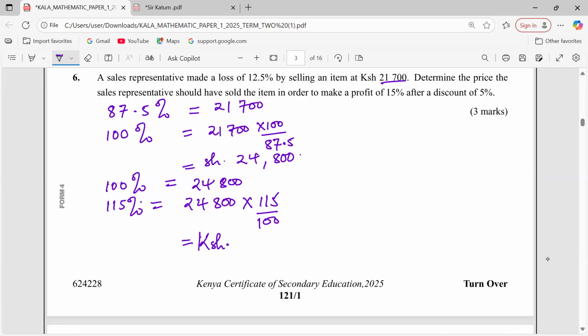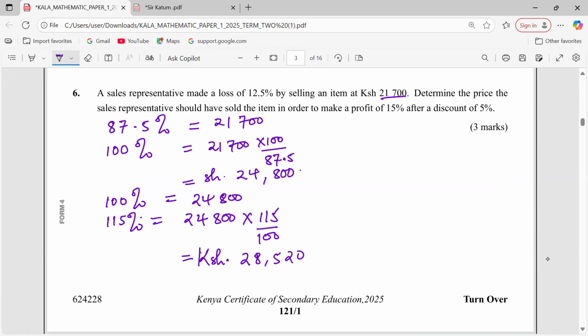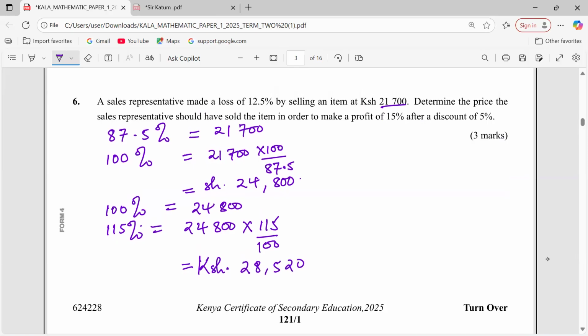This is going to be 28,520. This amount now includes the profit that they are targeting, 15%. Now, it is concluded that this profit of 15% has been made when a discount of 5% has been applied. So what was the marked price?